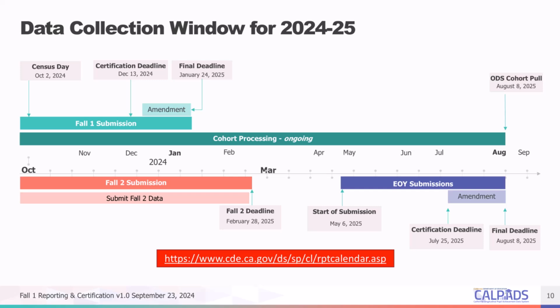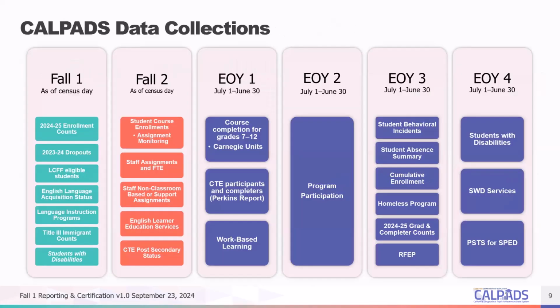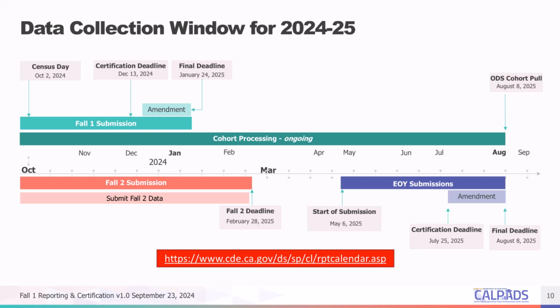These 2 slides show the data collections. You see that we have 6 throughout the year, 3 different submission windows. And this visual representation of a calendar emphasizes that you have to do this year round. There really are no breaks. That's the key takeaway here. We have time that you can focus on the Fall 1 submission, but it overlaps with your cohort processing for your secondary schools, as well as, we want to emphasize, it overlaps with the Fall 2 submission.